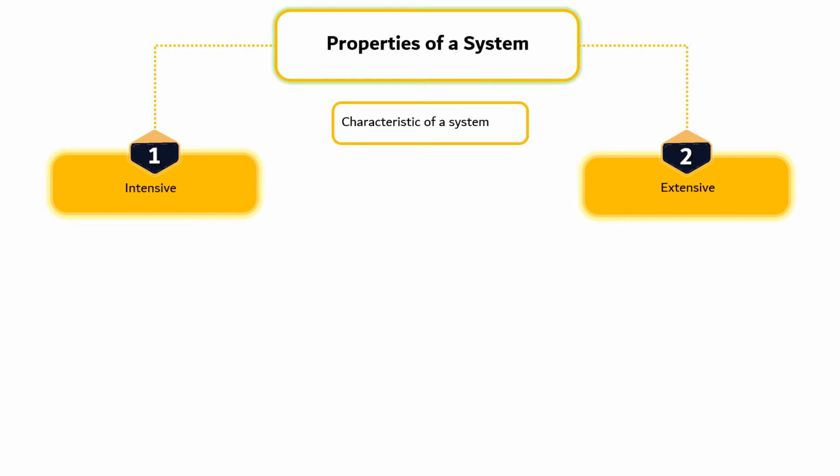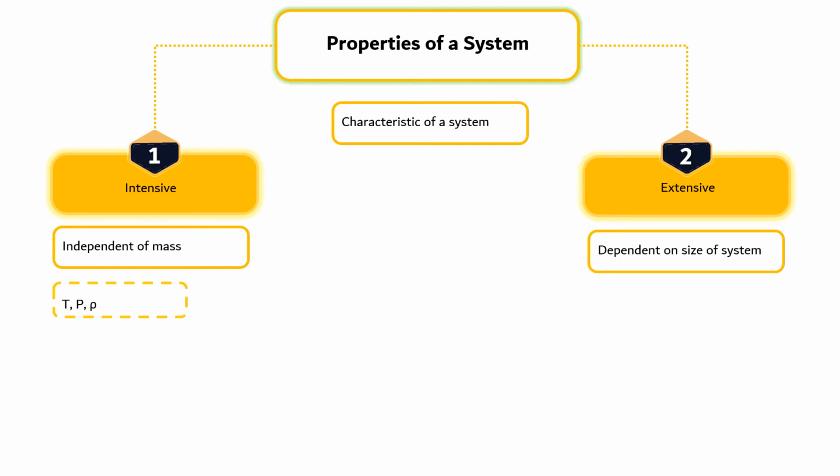Any characteristic of a system is called a property. Some familiar properties are pressure, temperature, volume, mass, and many others. Properties are considered to be either intensive or extensive. Intensive properties are those that are independent of the mass of a system, such as temperature, pressure, and density. Extensive properties are those whose values depend on the size or extent of the system, such as total mass, total volume, and total momentum.